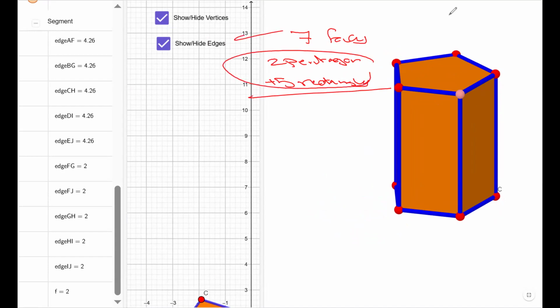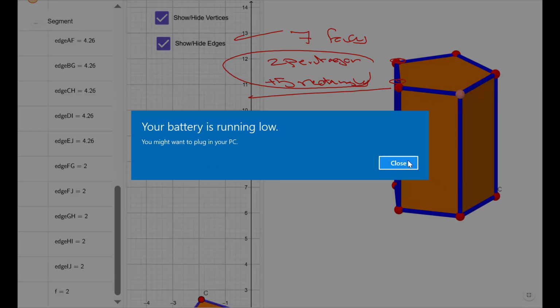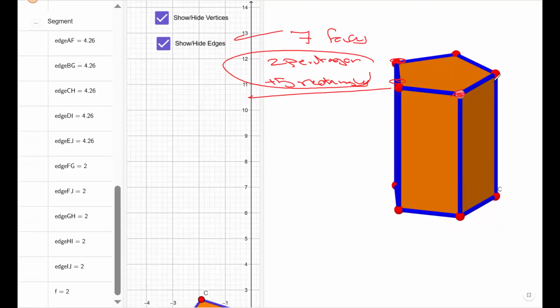Because this shape is a prism, the number of faces is different from the number of vertices. How many vertices? You can count with me: 1, 2, 3, 4, 5. 5 vertices up, 5 vertices down, so we have 10 vertices or 10 corners. And the number of edges you can find using the rule: 7 plus 10 equals 17, minus 2 gives you 15 edges or 15 lines.